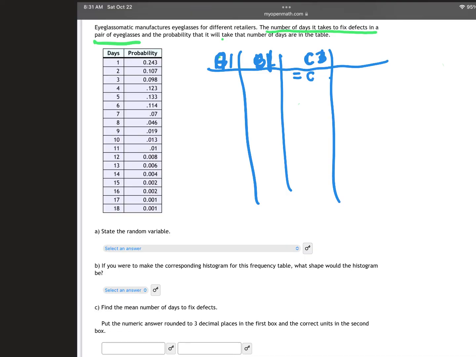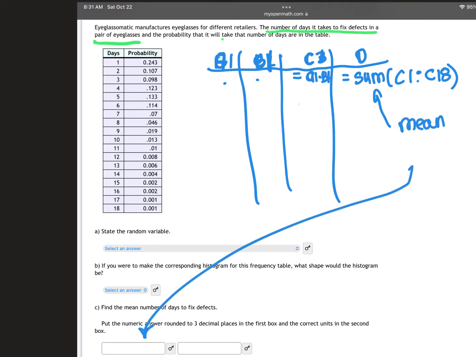So this would be C1 equals A1 times B1. You just go this times that, and you drag it down, so you have all of these multiplications. Then in D, you write the sum of C1 to C18, because there are 18 of them. That would give you the mean. And you would put that there.